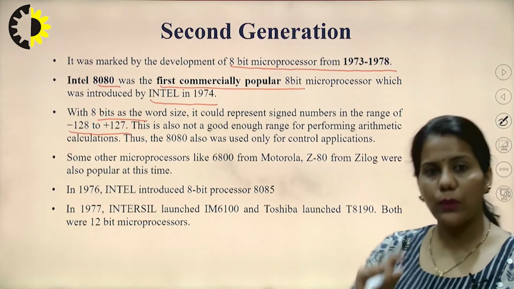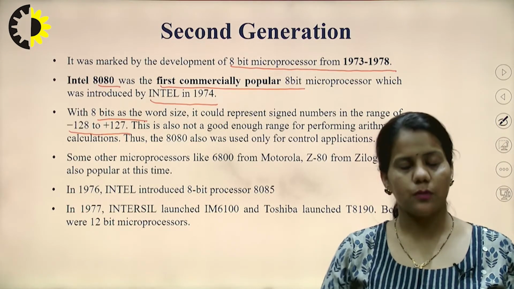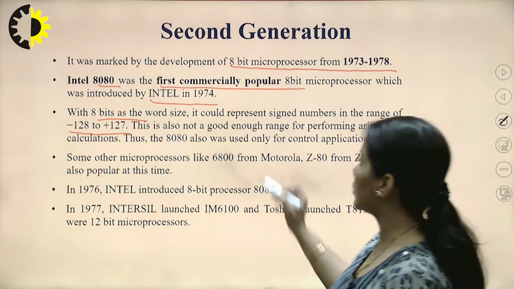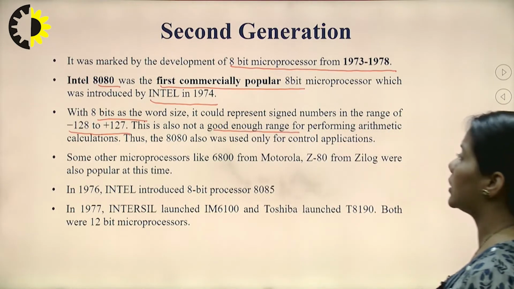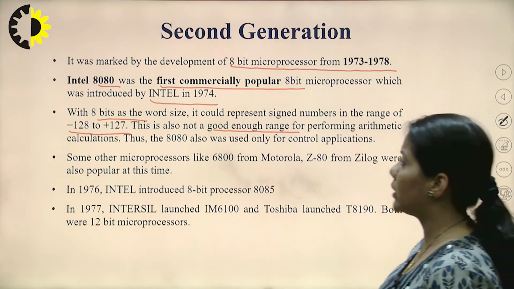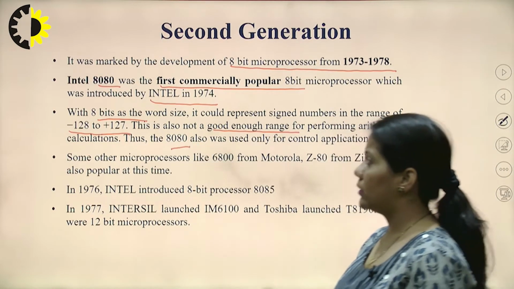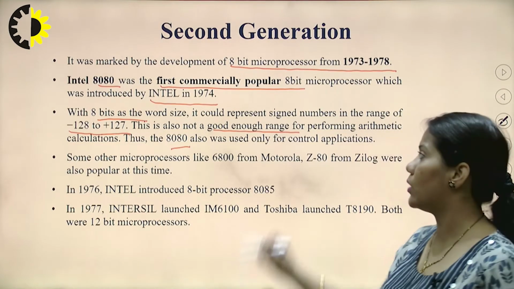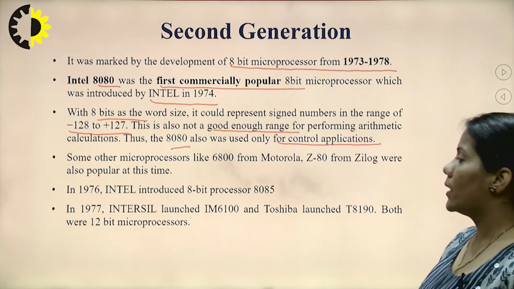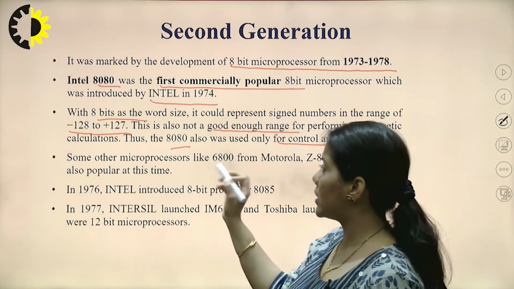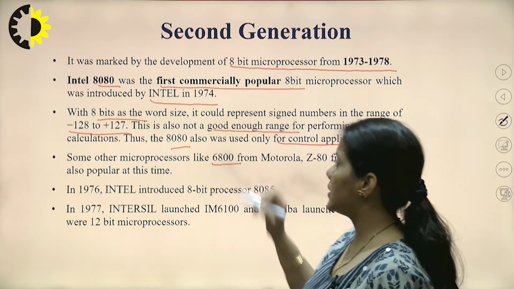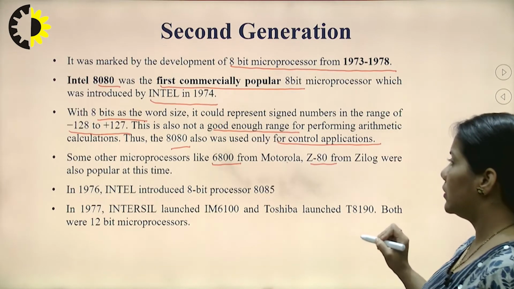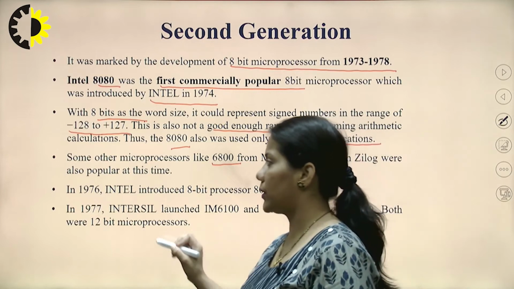This was a bit higher, not that much, but a bit higher than the first generation microprocessors. This is also not a good enough range for performing arithmetic calculations. So 8080, having the 8-bit word size, was used only for control applications. Some other microprocessors from this second generation were 6800 from Motorola and Z80 from Zilog. These were very popular at that time.